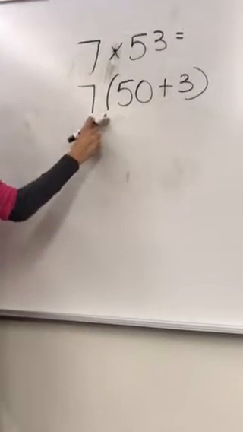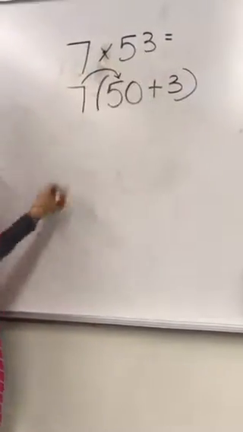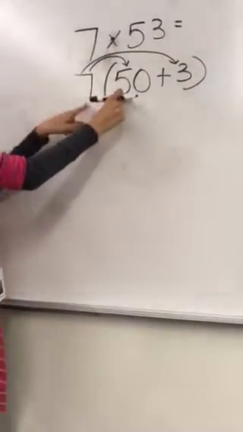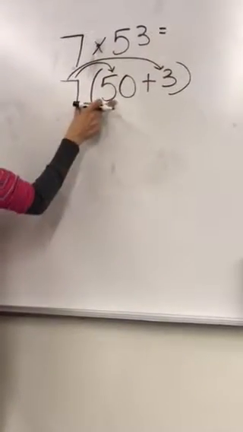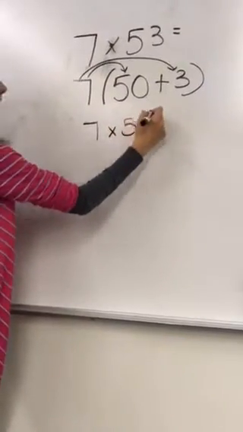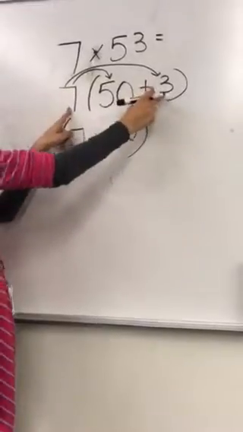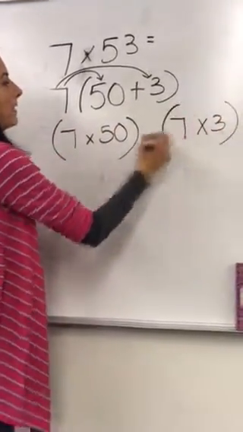Then I'm going to use my distributive property, and I'm going to distribute the 7 to the 50, and I'm going to distribute the 7 to the 3. This will be one of my equations. This will be my other equation. I'm going to write this equation, 7 times 50, and put parentheses around it. I'm going to write my next equation, 7 times 3, and put parentheses around it.